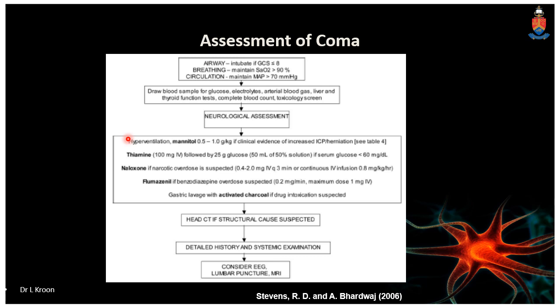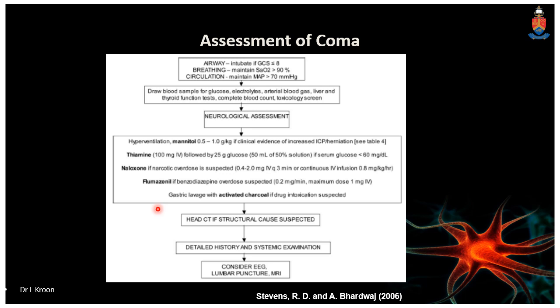In addition, you're going to want to give thiamine, always followed by glucose. It is incredibly important that thiamine precedes the administration of glucose, as otherwise this can cause a Wernicke encephalopathy. Then you want to try and reverse the patient for an accidental drug intoxication with naloxone for narcotic abuse or flumazenil for benzodiazepine use, followed by gastric lavage or activated charcoal for other poisonings.